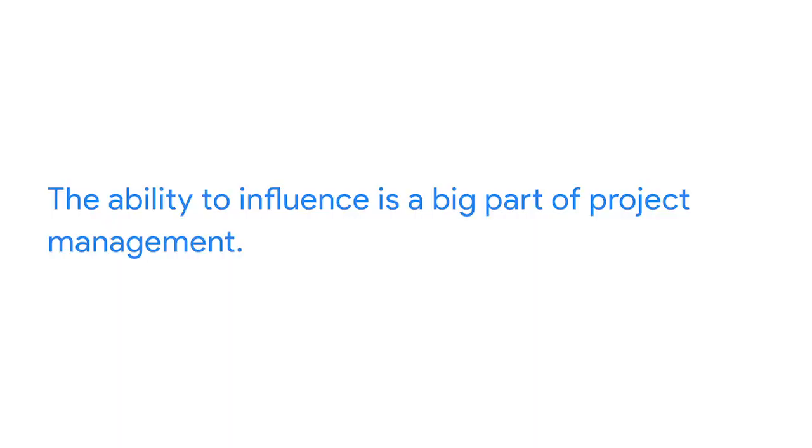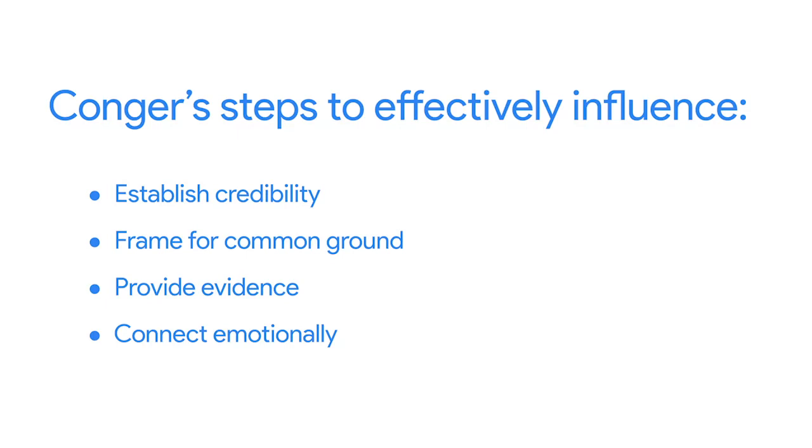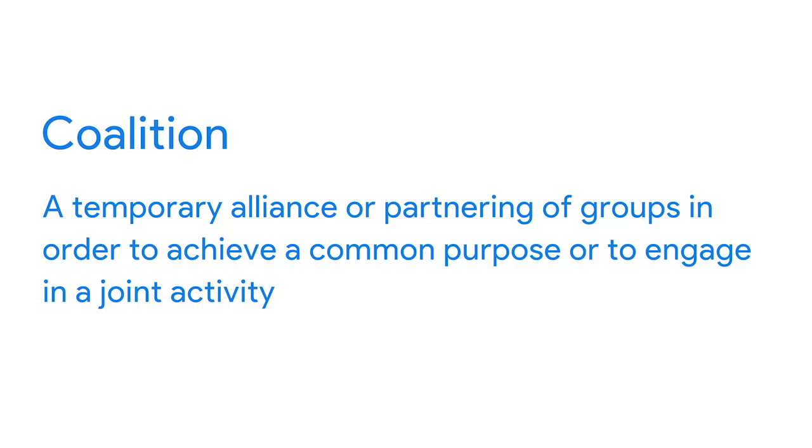Let's recap the main ideas. The ability to influence is a big part of project management. There are 4 steps to effective influencing as identified by Dr. J. Conger: establish credibility, frame for common ground, provide evidence, and connect emotionally. One way to gain influence is to form a coalition. A coalition is a temporary alliance or partnering of groups in order to achieve a common purpose or to engage in a joint activity. An effective coalition includes people with the right mix of power and interest. You'll want to play to those strengths when forming a coalition and influencing members of the coalition.